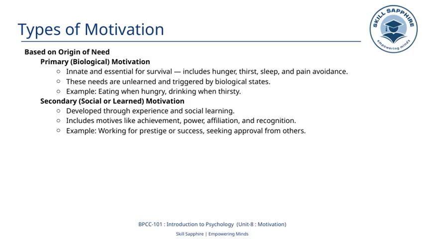For instance, someone might work hard not just for money, but to gain prestige or success, or to seek approval from others. These needs are shaped by our environment and social context, and they influence our behavior in ways that go beyond biological survival. Understanding these types helps us see how motivation operates both from our innate biological drives and our social learning. This connection is key to understanding human behavior in a broader sense.